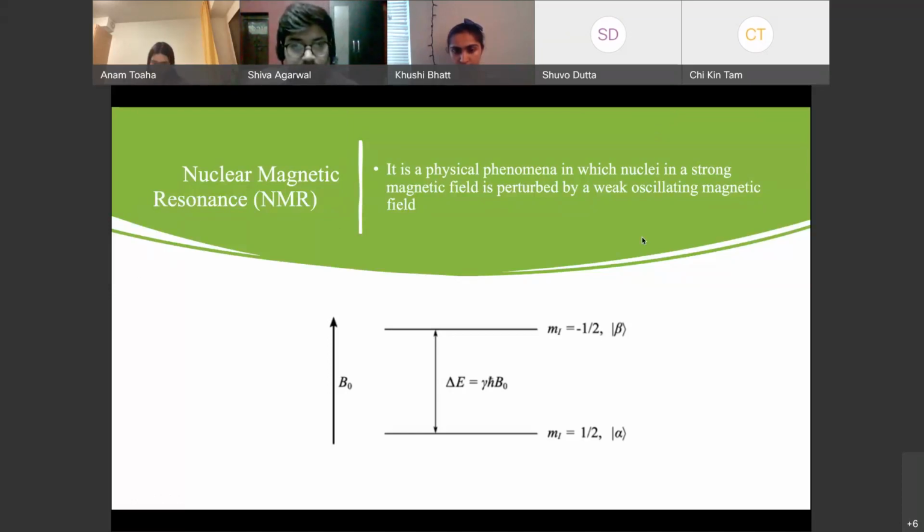The principle of NMR involves three steps. The first is the polarization of the magnetic nuclear spins in an applied constant magnetic field. The second is the perturbation of this polarization by a weak oscillating magnetic field, referred to as a radio frequency pulse. The third is precession, which usually occurs at the Larmor frequency. This is the figure of the Zeeman splitting for spin-half nuclei. This is the energy difference between the two energy levels, where gamma is the gyromagnetic ratio and B naught is the constant applied magnetic field.